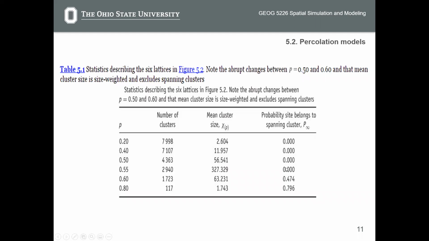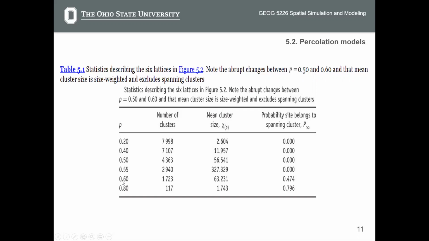So you can see here is an abrupt change of P infinite, the probability a site belongs to a spanning cluster. When the p-value is a little bit below the PC value, which is 0.59, right? There is no spanning cluster, which is the meaning of this 0. You cannot find any location, any cell that belongs to a spanning cluster because there is no spanning cluster.